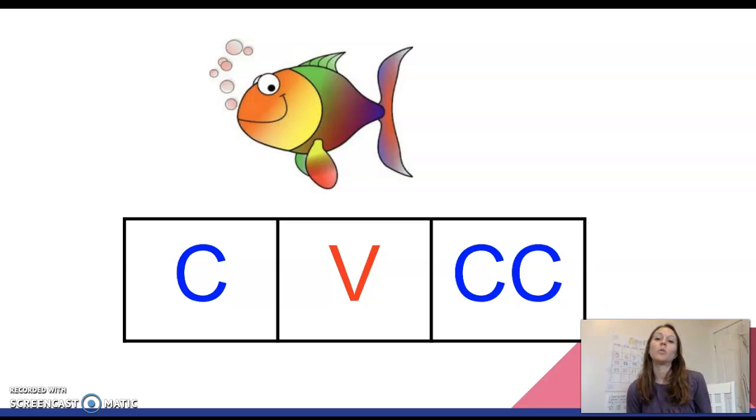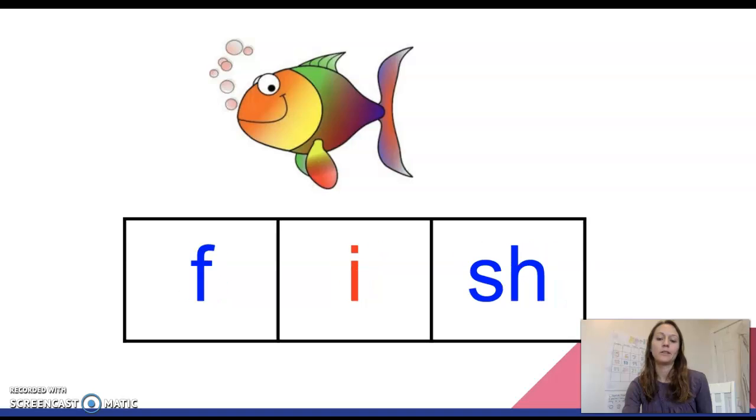We can also use 3 boxes for words that have digraphs. So let's think about the word fish. Fish. Fish. How many sounds did you hear? 3. That's because digraphs we learned only make one sound. So let's think about, did you get these letters? Fish. If you did, you are correct.